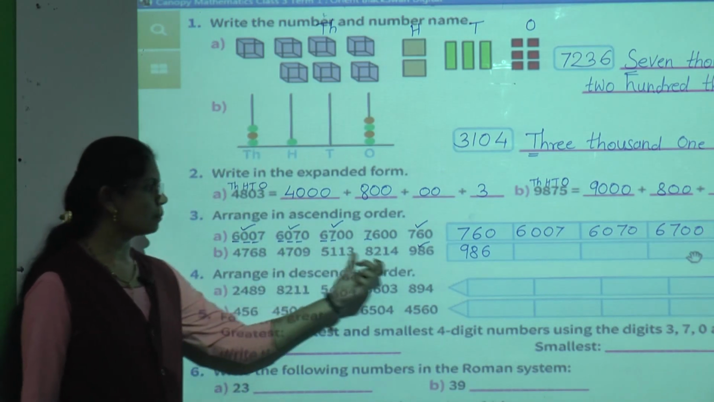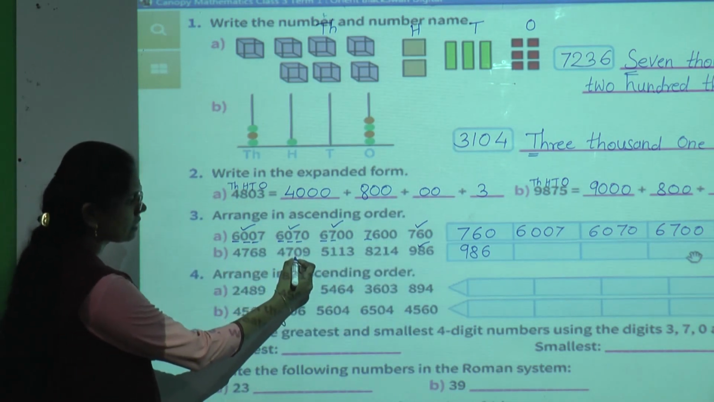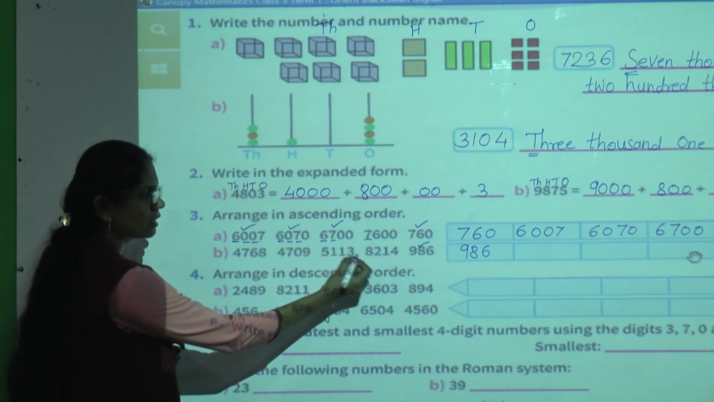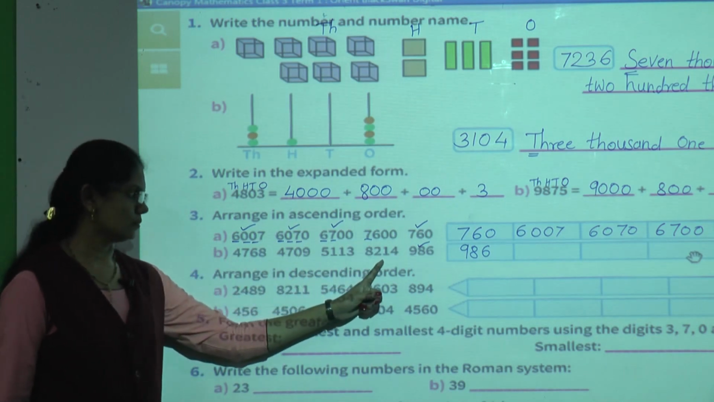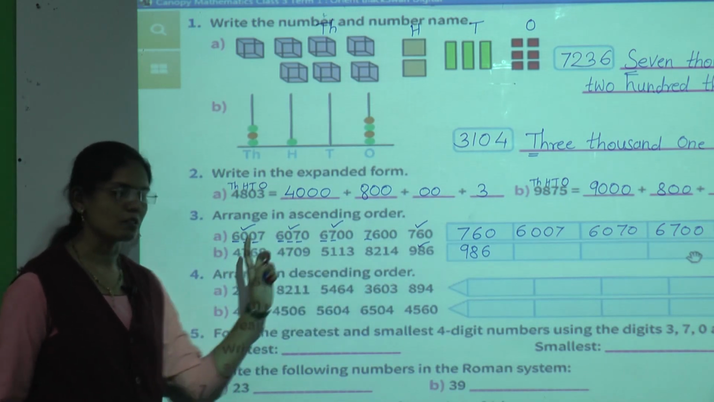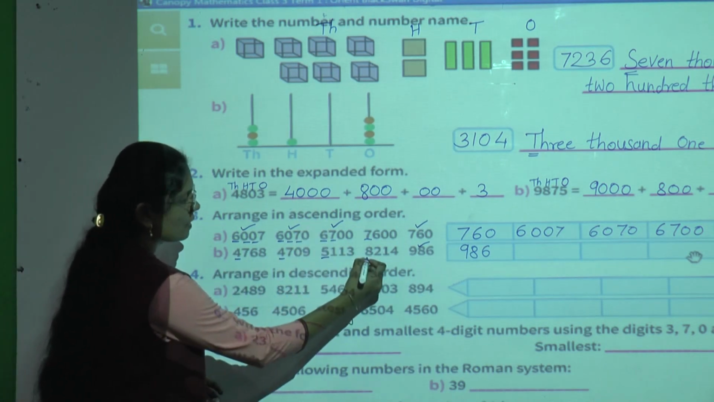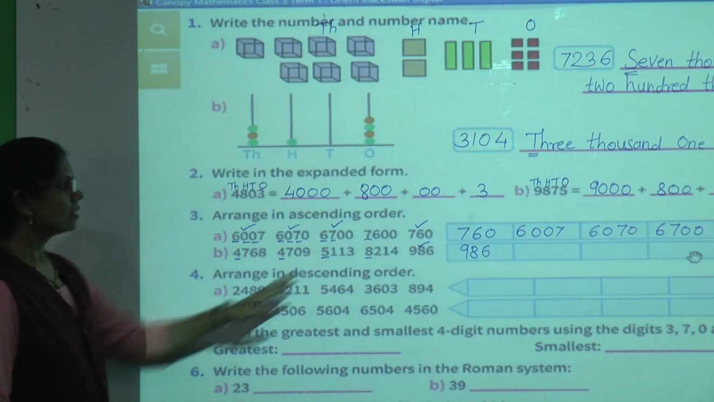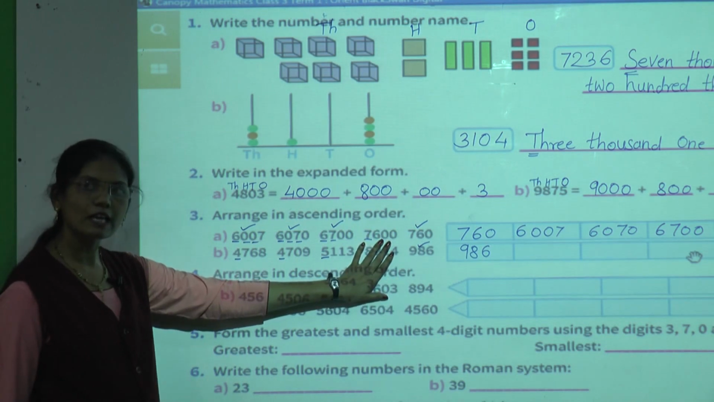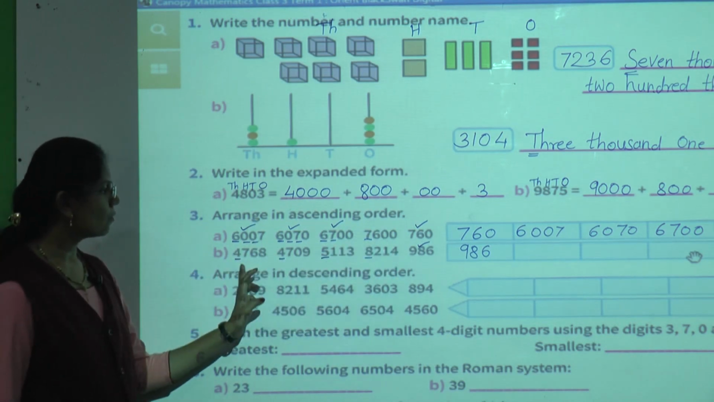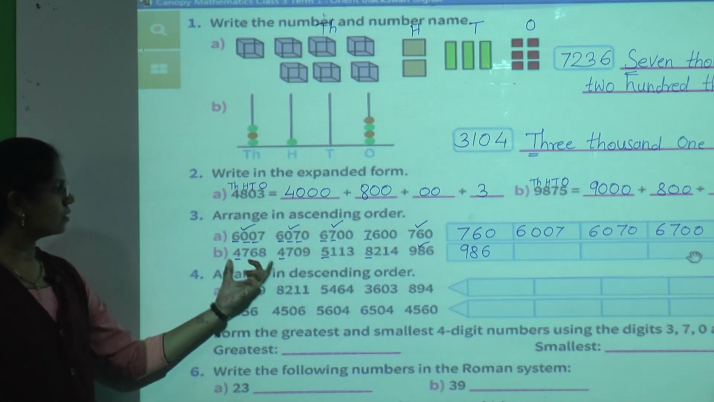Now let us take the remaining 4 numbers: 4768, 4709, 5113 and 8214. Now see carefully. We will compare the thousands place digit first. Here 4 is there, here 4 is there. In this number thousands place 5 is there and here 8 is there. Means 8214 is the greatest number. So we will write this number last. Now here 4, 4, 5. 5 is greater than 4. So this number will not come now. Now remaining 2 numbers.